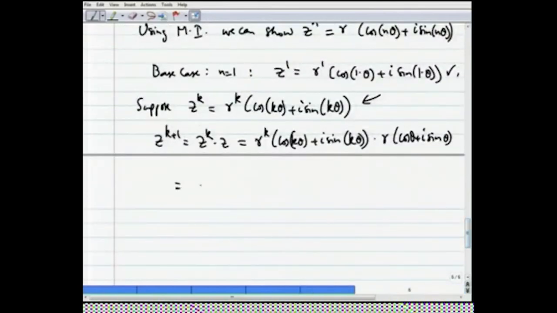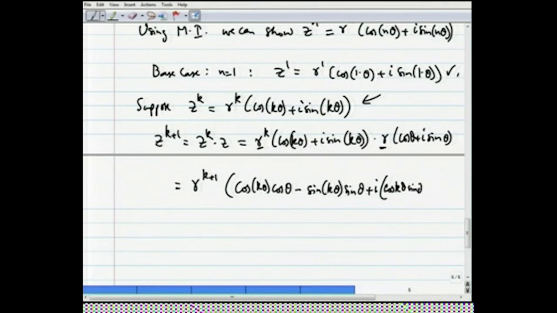Okay, so this is equal to r power k plus 1, I will club this r power k and r. And then multiply cosine k theta plus I sine k theta with cosine theta plus I sine theta. So you get cosine k theta cosine theta, I times I will give you a minus, and then sine k theta sine theta, that is the real part, plus the imaginary part is I times cosine k theta sine theta plus sine k theta cosine theta.